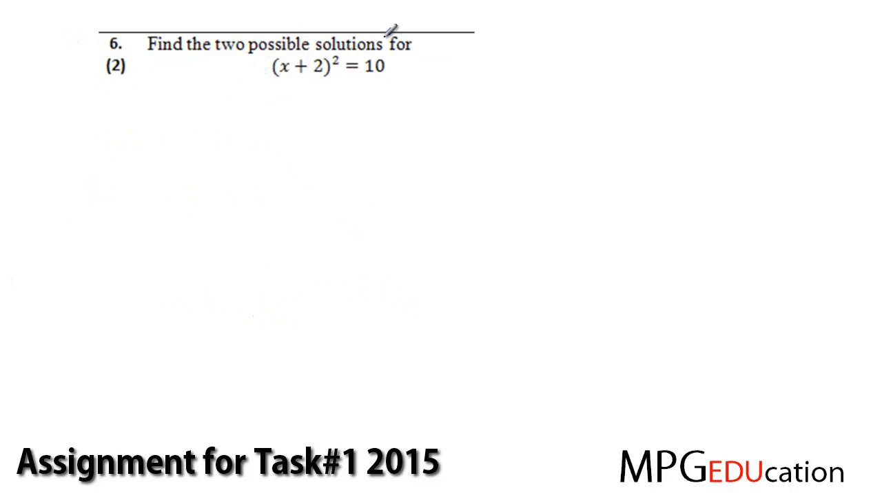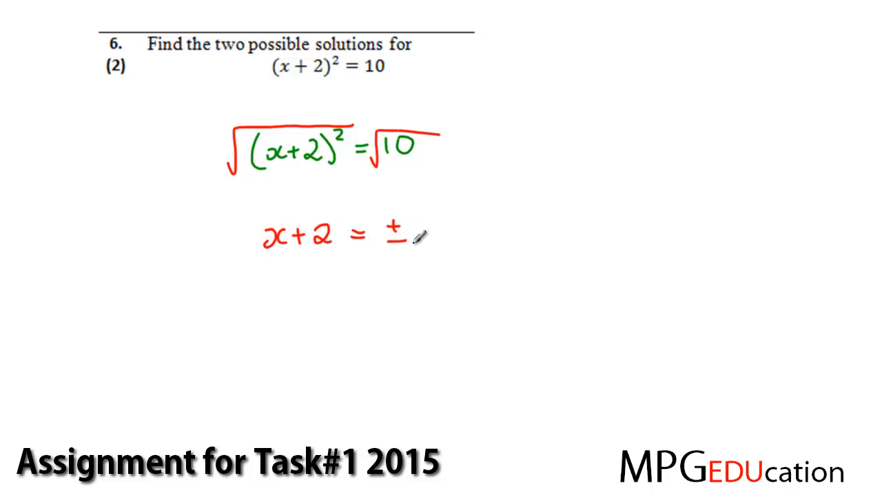Next question, find two possible solutions for (x + 2) all squared equals 10. The solution would be to, I'll just write the question out again. I've got a square here, get rid of that square, I'm going to square root both sides. And that should leave us with x + 2 equals plus or minus the square root of 10. I then subtract 2 from both sides and I'm left with the solution x is equal to negative 2 plus or minus the square root of 10.